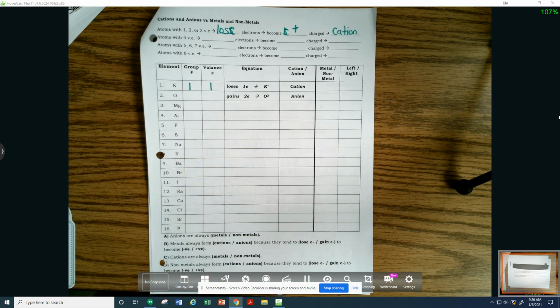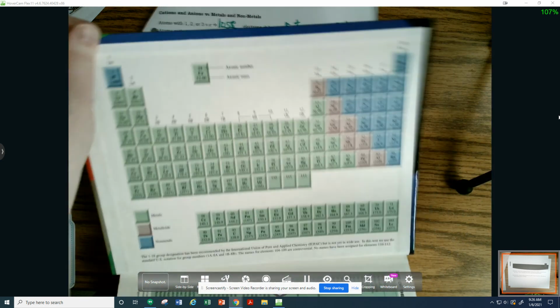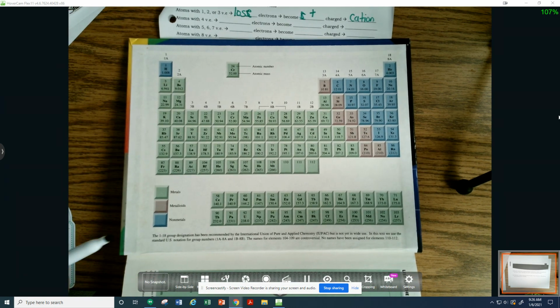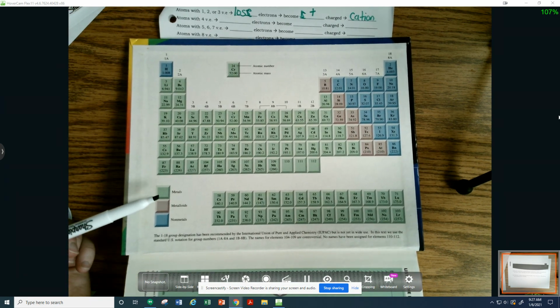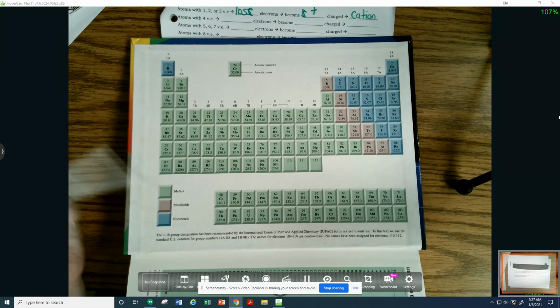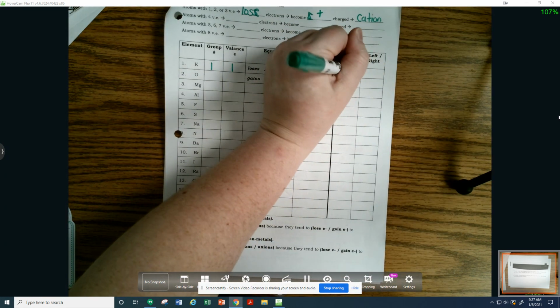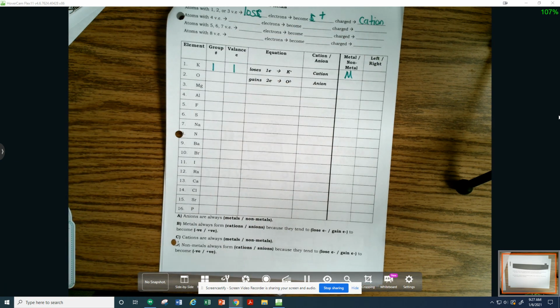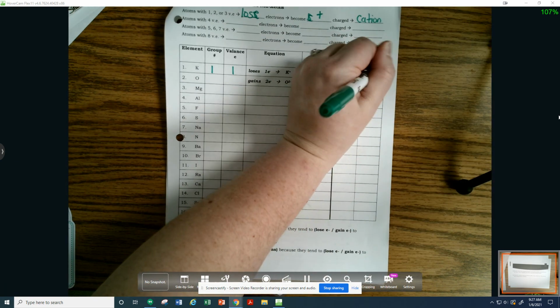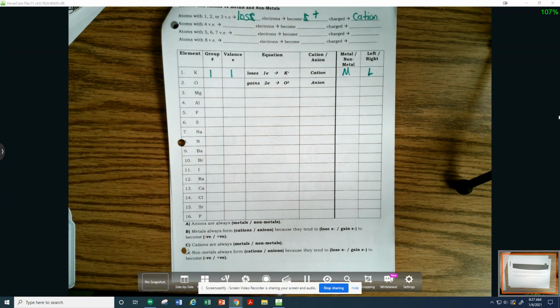It's asking if potassium is a metal or a nonmetal. So potassium on this particular periodic table that I have in this book is color-coded green, which means it's a metal. And so I'm going to just put M for metal. And what it means by left or right is which side of the periodic table is it found on, and it's found on the left-hand side.